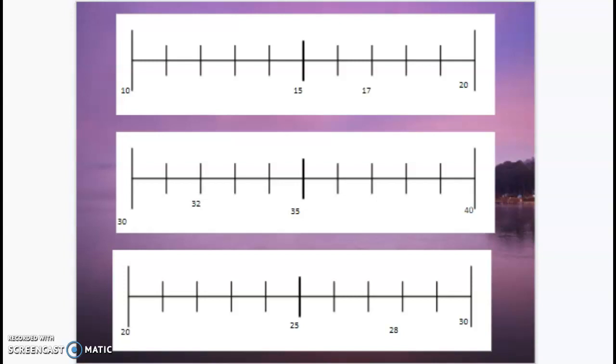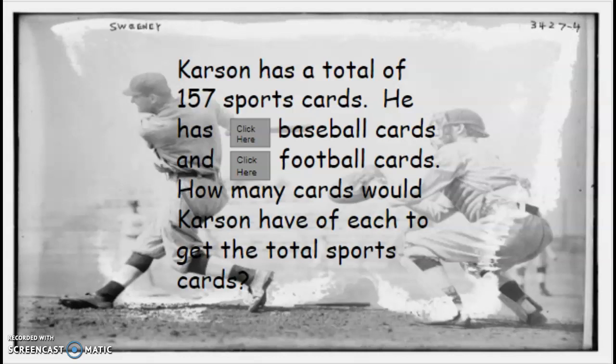All right, there's a couple things I want to show you quickly for your assignment today. You're going to have a problem of the day, so I'm going to pull that up for you. And your problem of the day today is Carson has a total of 157 sports cards. He has blank baseball cards and blank football cards. How many cards would Carson have of each to get the total sports cards?